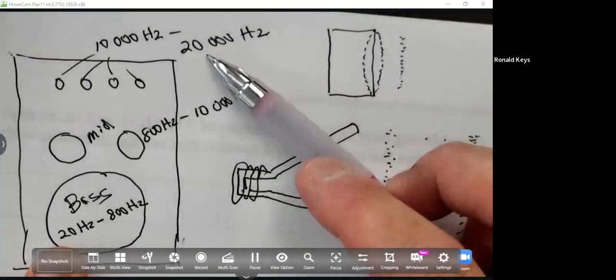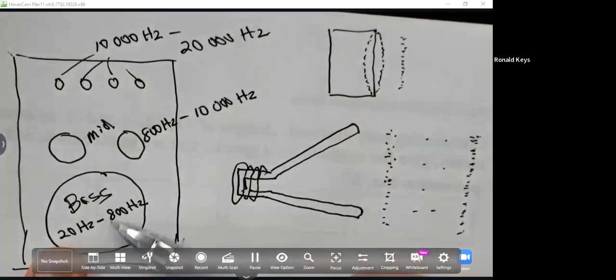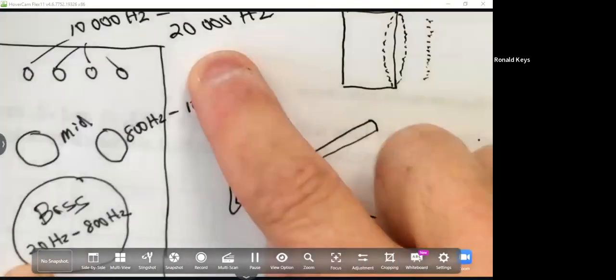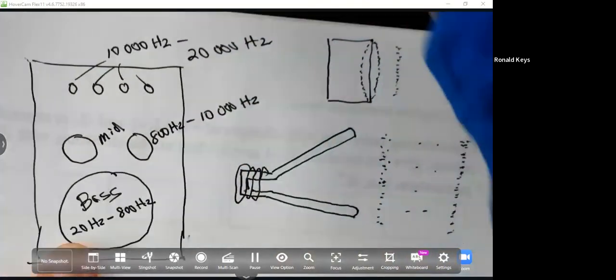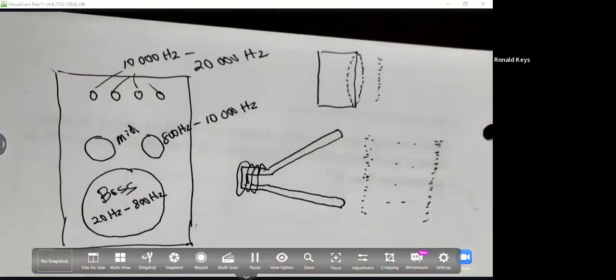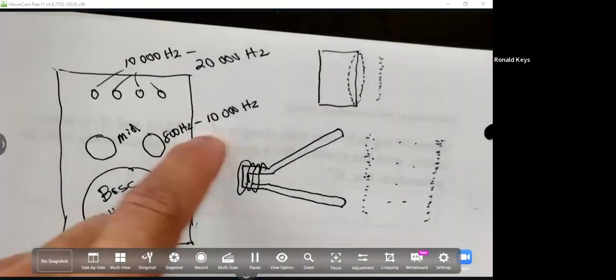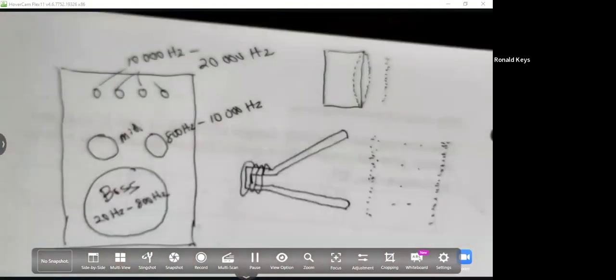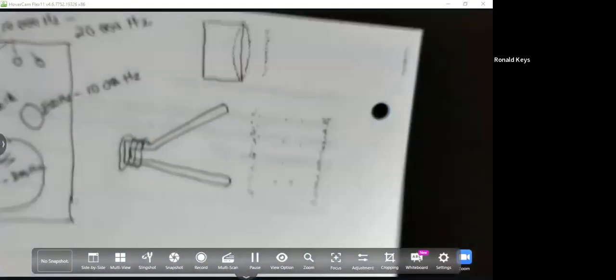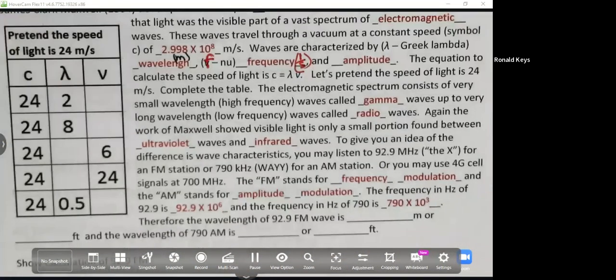This is going to be really, really high. This is going to be really, really low. And we know that dogs can go over 20,000. And ultrasound is above this. We know that other animals can hear below 20 hertz. But again, it all travels the same speed, but you have different frequencies. So it's no different than light. It has different wavelengths, different frequencies.